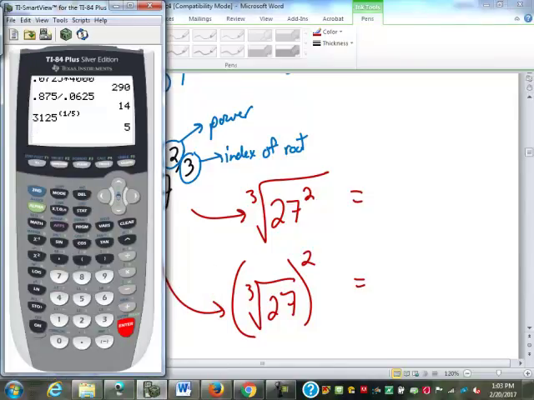If I do the third root of 27, then I square it, I should get 9. If I do the third root of 27 squared, I'll still get 9.